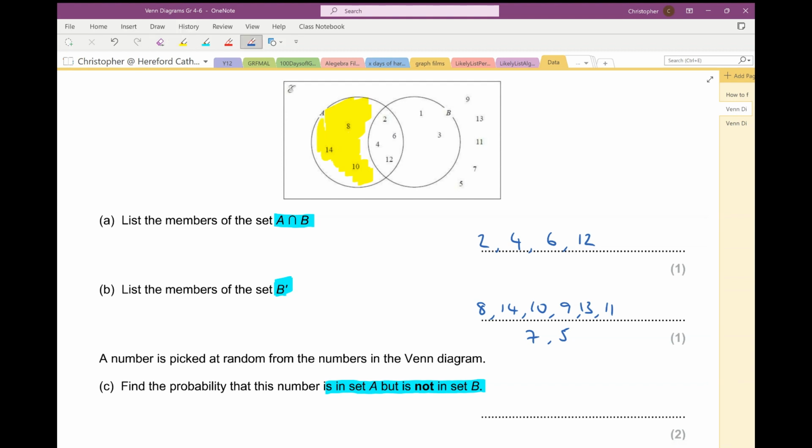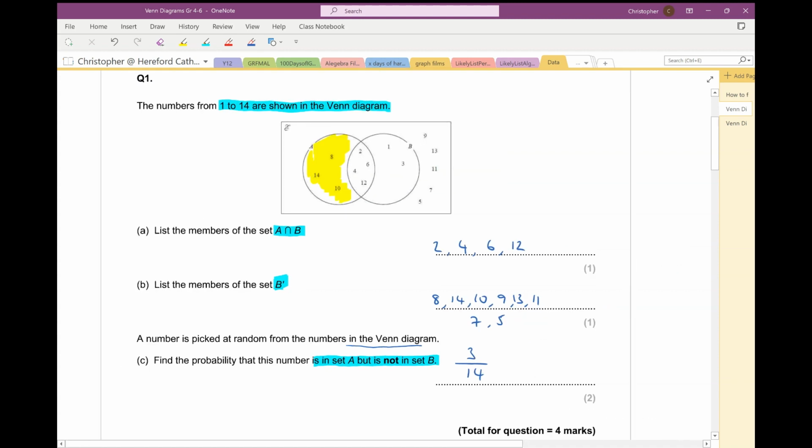So the probability that I choose a number which is in A but not in B is going to be 3 out of how many numbers are there altogether in the Venn diagram? There are 14 numbers. So the probability is 3 out of 14. And that's that question finished.